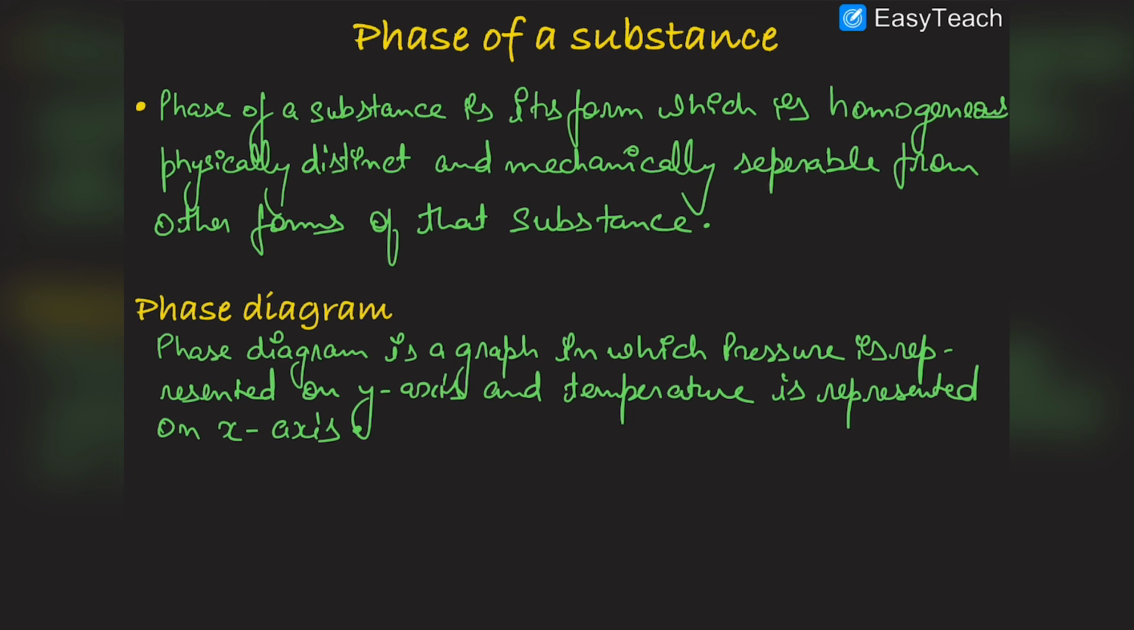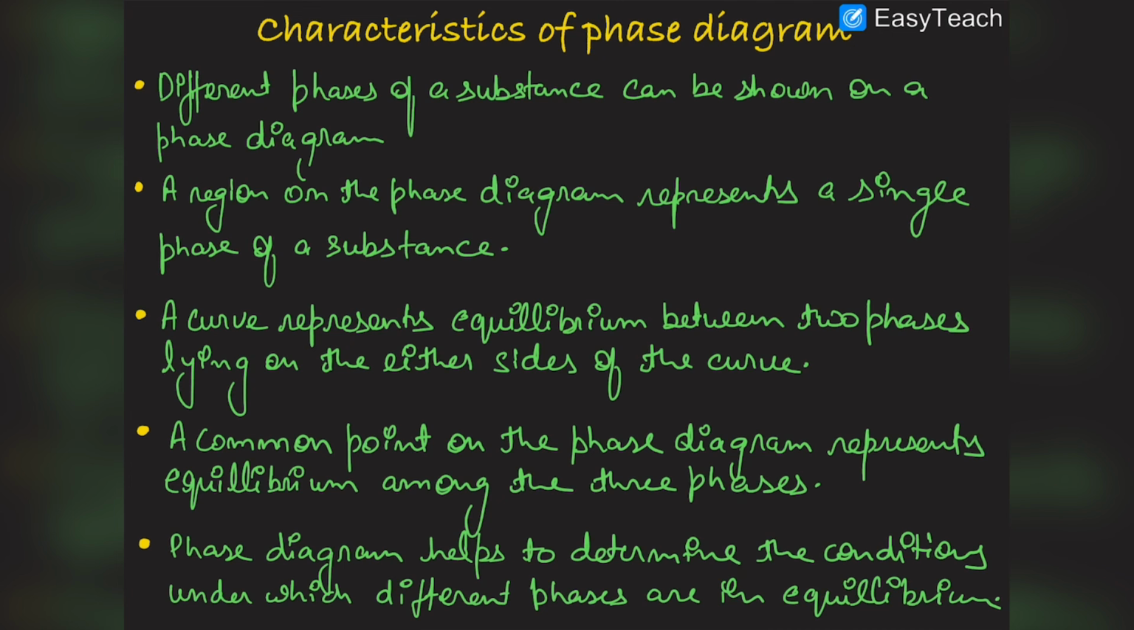And the phase diagram is the graph plotted between the pressure, which is represented on the y-axis, and the temperature, which is represented on the x-axis. Now what are the characteristics of a phase diagram? Different phases can be shown on a phase diagram. A region bounded between any two curves represents a single phase of a substance, and a curve represents the equilibrium between the two phases lying on either side of that curve.